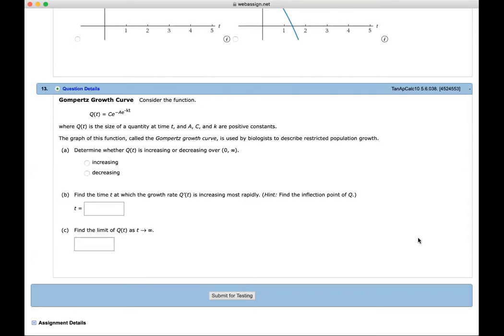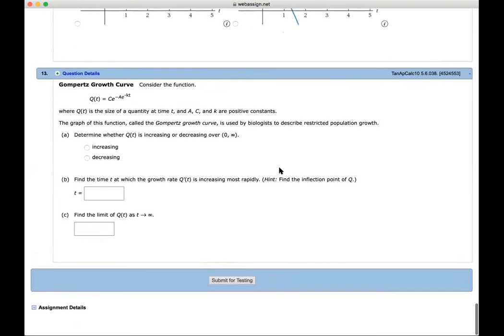I'm going to do another problem from WebAssign 5.6. I'm going to do problem 13, one of these many problems that has quite a bit of different parameters involved. So let's take a look at 13 here.